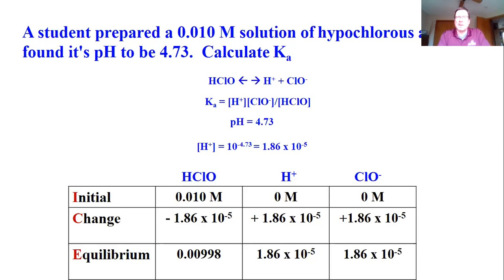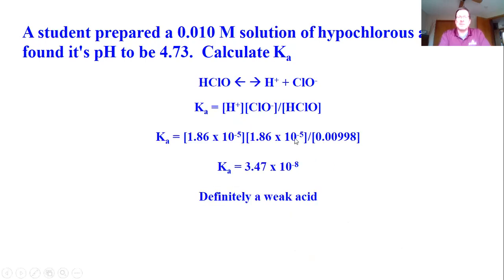Now I can do my math. Now I can just plug the concentration numbers in where they belong and solve. And the Ka comes out to be 3.47 times 10 to the minus 8, which, if you remember from yesterday, definitely tells you it's a weak acid. All right. So that's problem type number 1. You're given the initial concentration and you're given the pH, and you can use that to solve Ka.